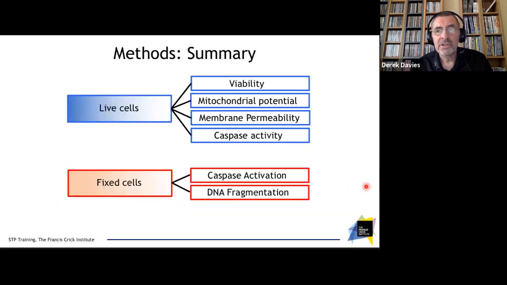And then finally, just to summarize the methods that we've looked at, there are methods that look at apoptosis using either live cells, which could be viability, mitochondrial potential, looking at the membrane, or looking at the activation of those enzymes, or ones that we can use on fixed cells, again, looking at the proteins, caspases, or the fragmentation of the DNA. And which one you use, or which ones you use, will really be up to you.